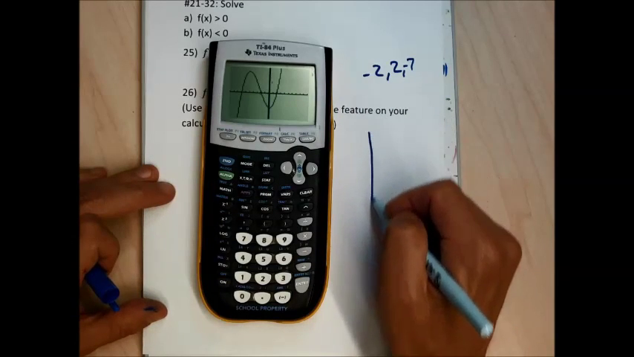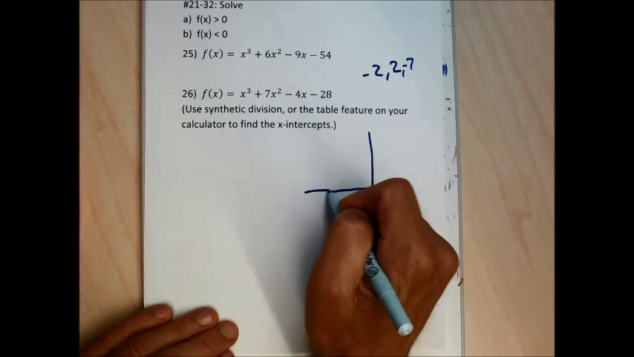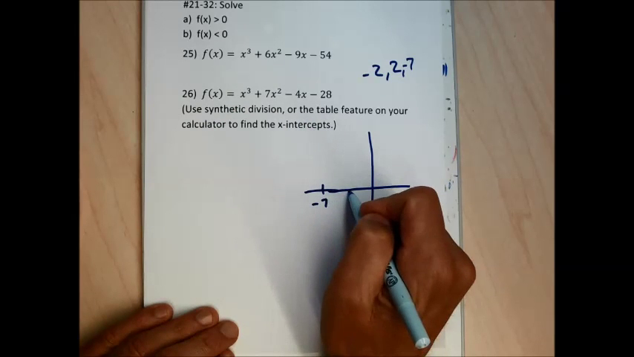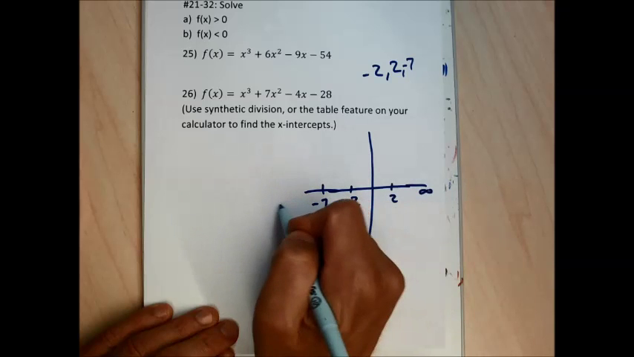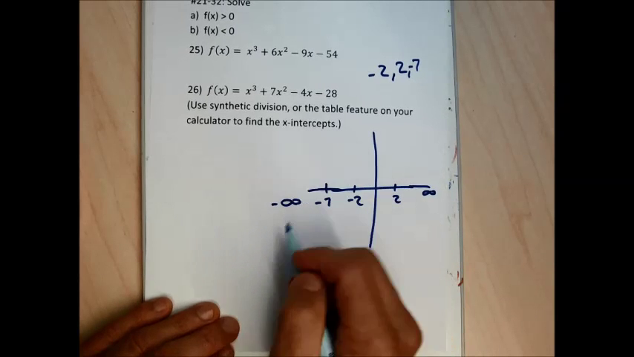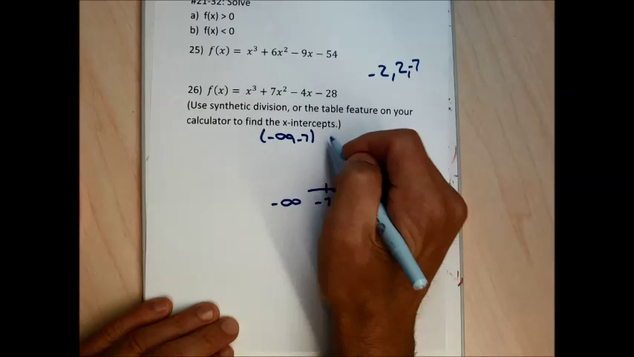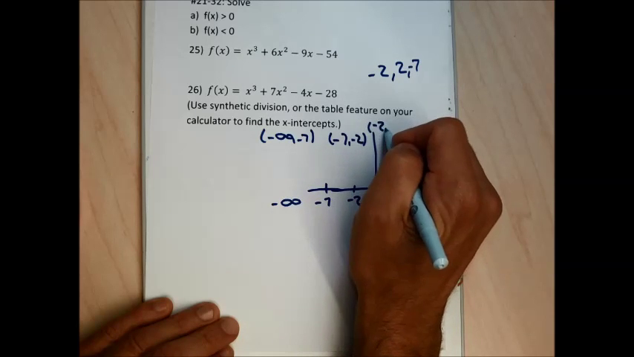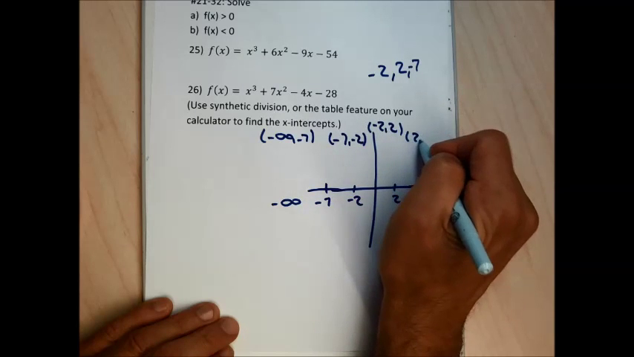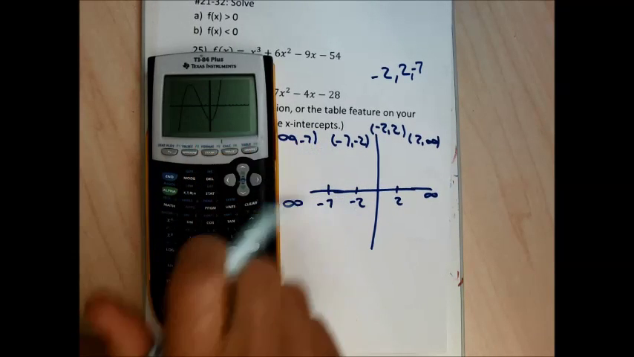Let me put those on an axis real quickly. So on my axes, I'm going to put -7, -2, +2, positive and negative infinity. The intervals I'm going to create are -infinity to -7, -7 to -2, -2 to +2, and +2 to infinity. There aren't any vertical asymptotes to worry about. Then I'm going to just kind of shove this graph on there.